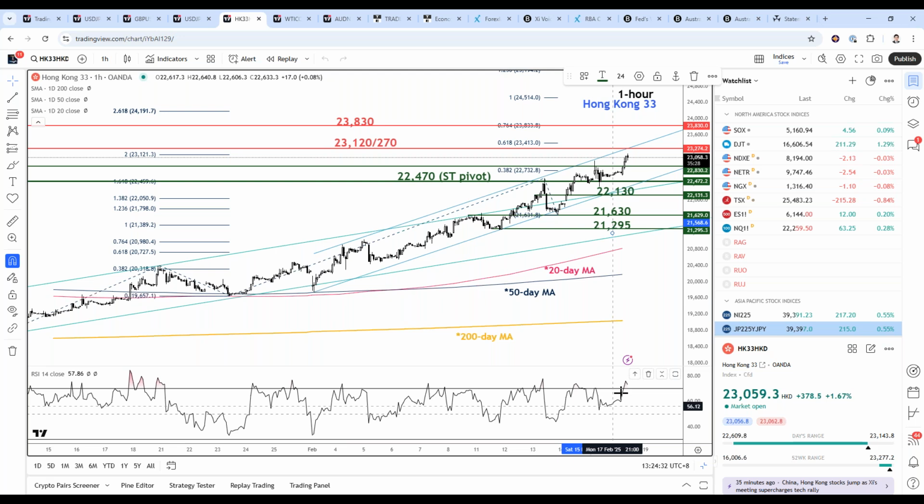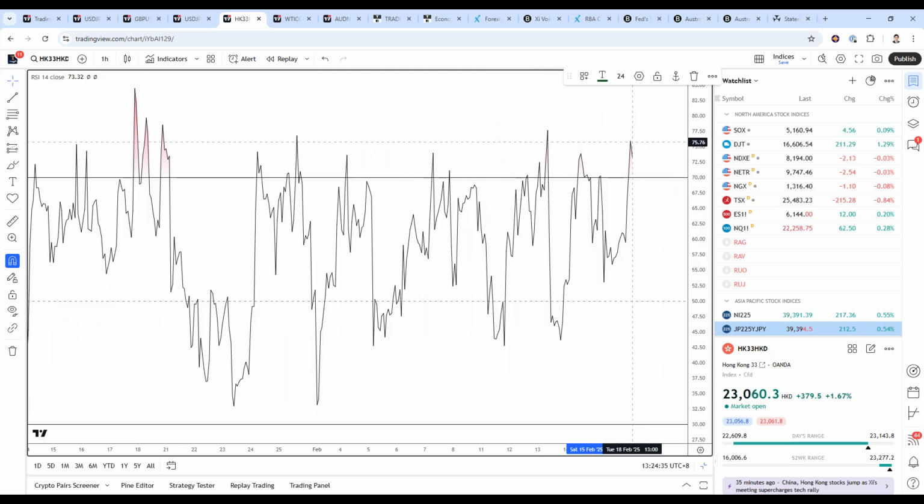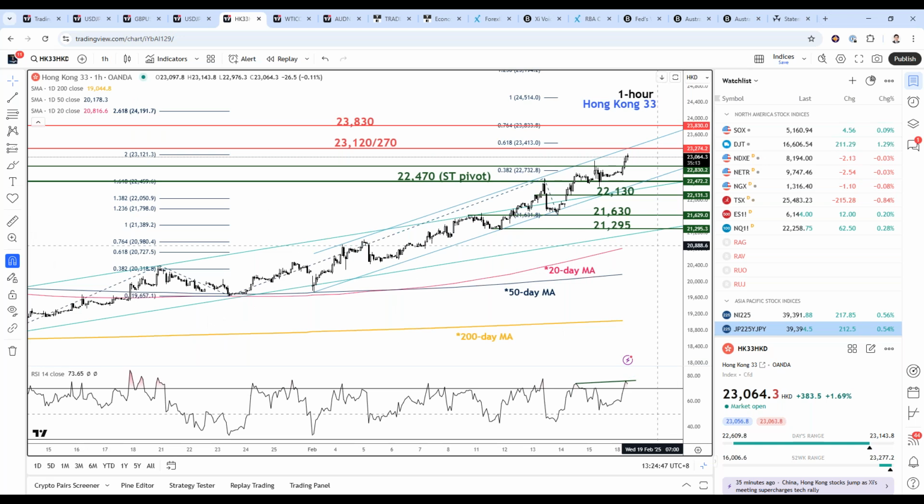Yes, RSI now is at the overbought level, but there's no signs of a bearish divergence. There is no clear bearish divergence as it continues to shape higher high in line with the price action on the Hang Seng Index or the Hong Kong 33. So with that, yes, there could be some form of a minor pullback taking shape right now as it's approaching the resistance of 23,120/23,270.